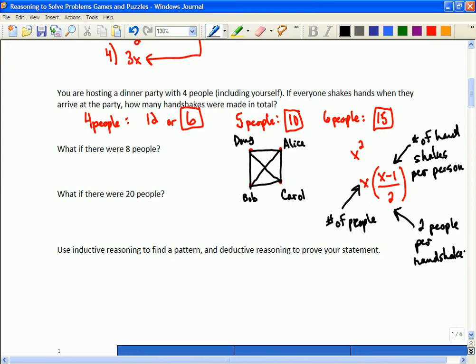Nonsense. So 2 people per handshake, just like when I shook Robin May's hand, that was 1 handshake with the 2 of us. That's why we divided by 2.